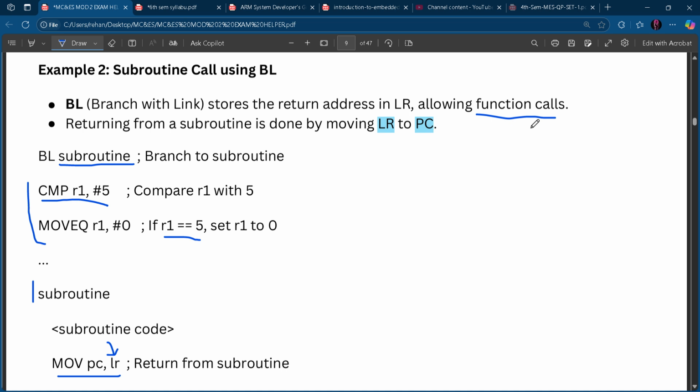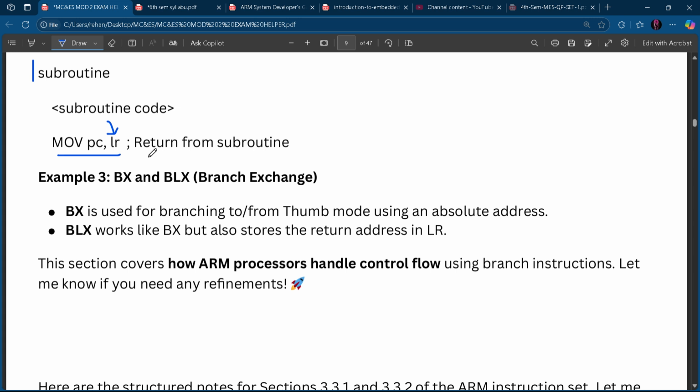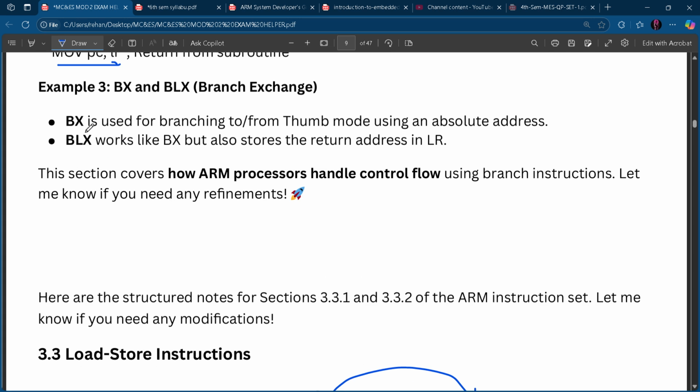If I put it like this, okay, compare R1. See here, R1 equivalent to 5, subroutine. Then if you have to come out of this subroutine, the function call, return the LR to PC. Branch with exchange is branching into or from Thumb mode. Okay, remember, BLX works the same as BX, but it also returns the address to LR.